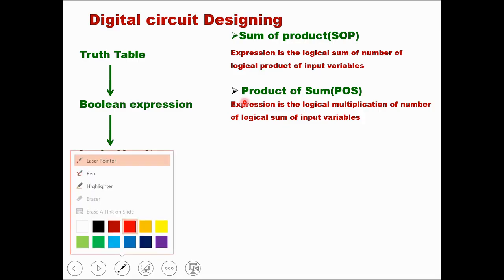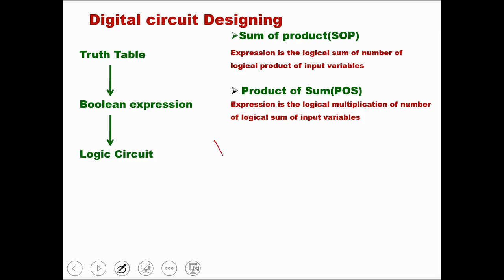So for example, y is equal to a bar b c bar plus a b c bar. So this a bar b c bar is a product term, and another product term is a b c bar. These two product terms are summed together to form a sum of products. Okay, next method is product of sum.